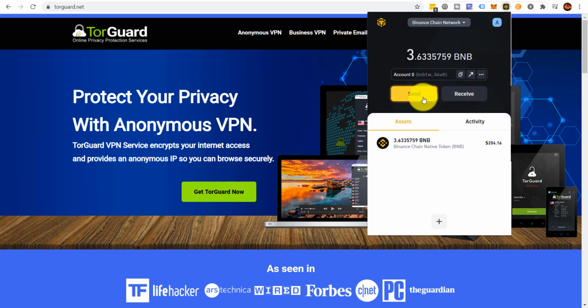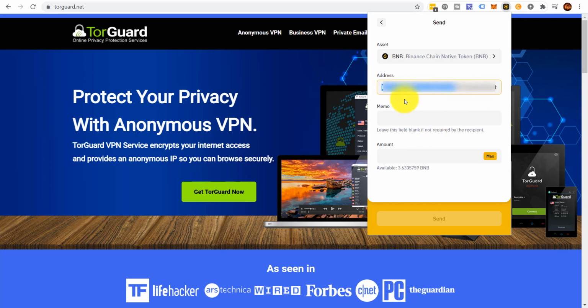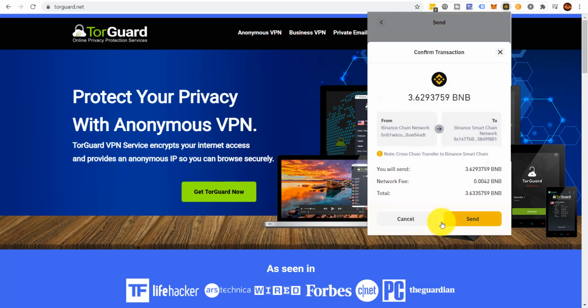So watch this. Send. Note, cross-chain transfer to Binance Smart Chain. So it knows that it has to do that already, and it's going to do that for us. We'll send max. Why not? Click send. A little tiny fee. Send.